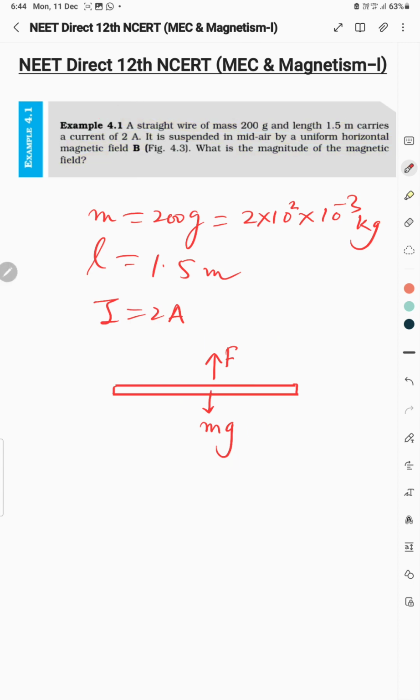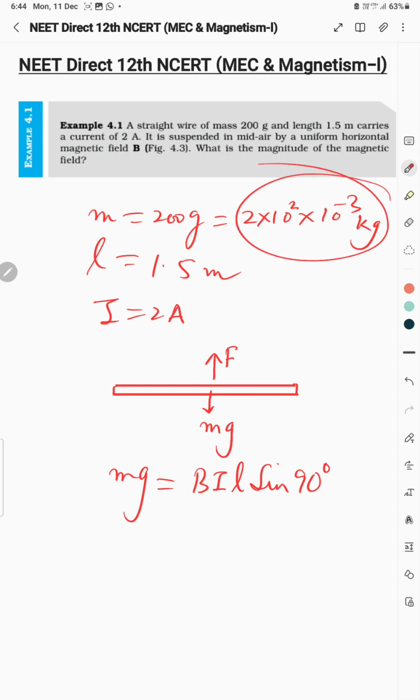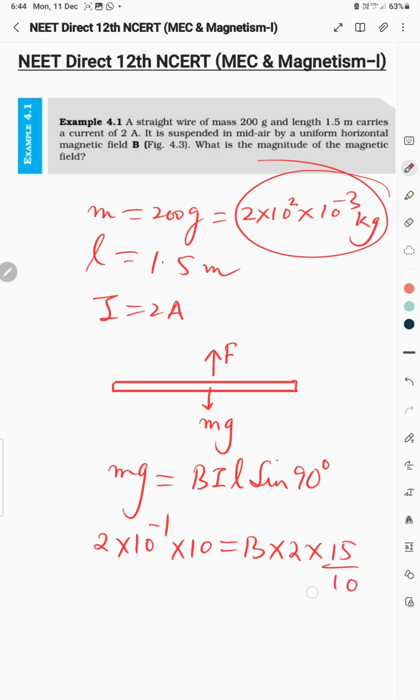As we know, weight is equal to F, and F is BIL sin theta. Here theta is 90 degrees, as you can see from the figure. Now what is the mass? This value is 2 times 10 power minus 1. I have already simplified it. Take g as roughly 10. What is B? We don't know, we have to find it out. What is the current here? 2 amperes. What is the length of the wire? 1.5 meter, which I have written like this.